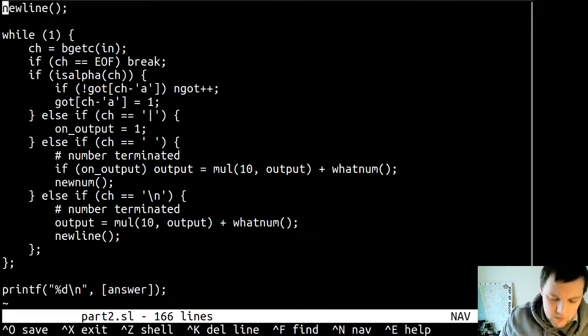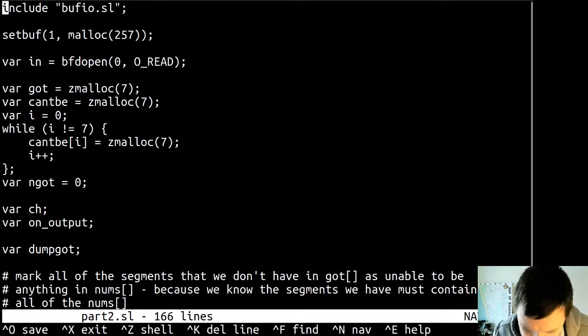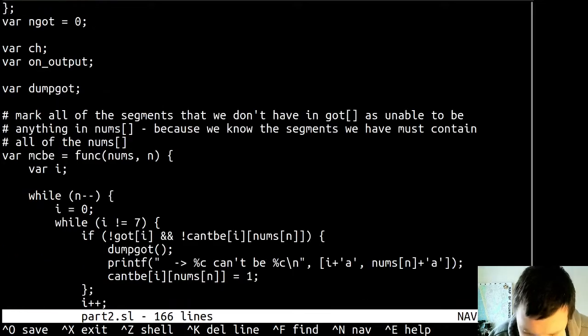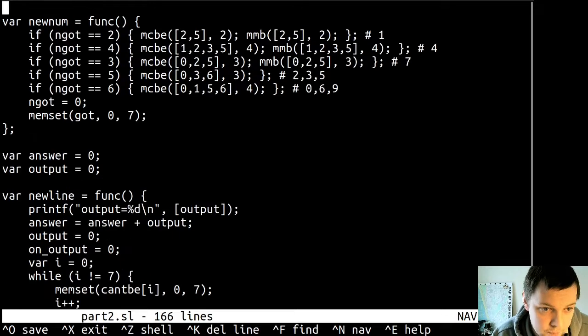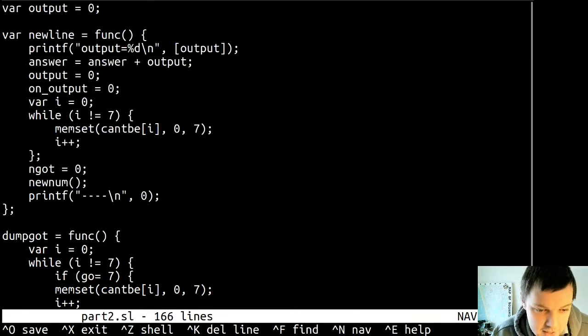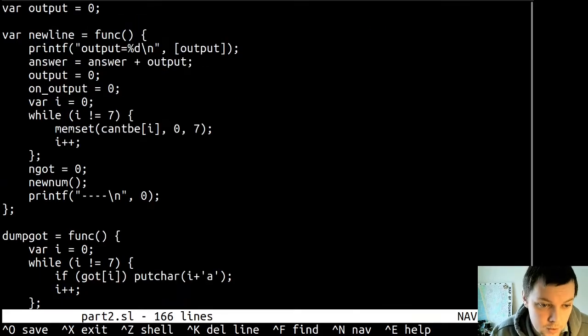Okay. Well, got tells us which segments we've got in the number we've just read. So got should be reset in new num, which it is. So I can tick that. Can't be tells us which segment in the input can't be which segment for real, which means it should get reset every line, which it appears to.